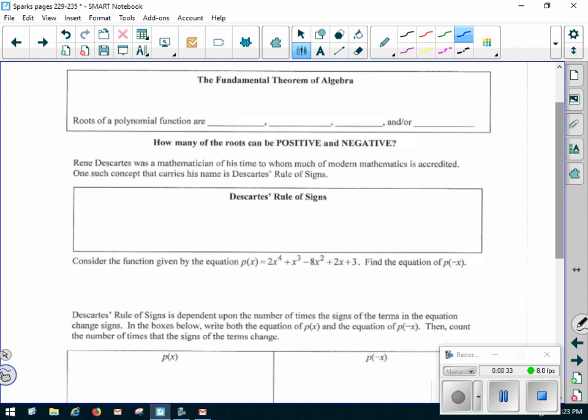Roots of a polynomial function are going to be positive, they're going to be negative, they're going to be 0, or they're going to be imaginary.